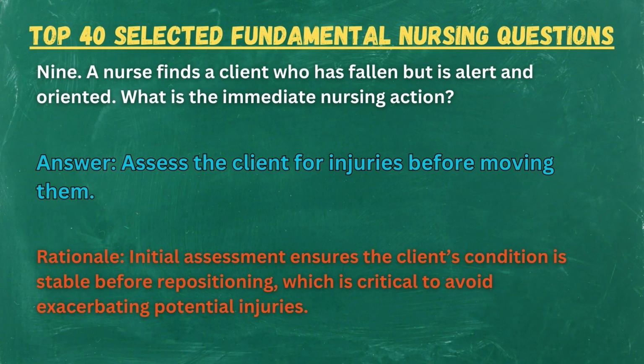9. A nurse finds a client who has fallen but is alert and oriented. What is the immediate nursing action? Answer. Assess the client for injuries before moving them. Rationale. Initial assessment ensures the client's condition is stable before repositioning, which is critical to avoid exacerbating potential injuries.